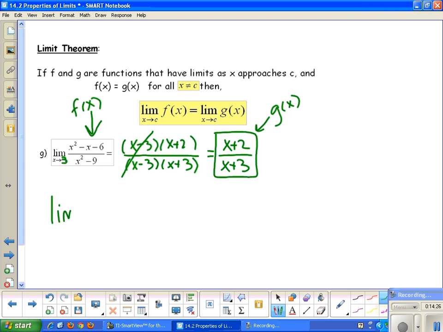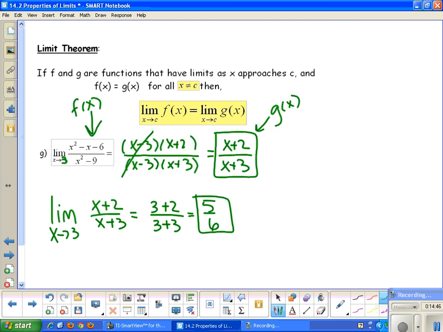So now I can do the limit as x approaches 3 for x plus 2 over x plus 3 by just plugging in 3 into my equation, because it's not going to make my denominator 0 anymore. So 3 plus 2 over 3 plus 3 gives me 5 over 6. So the limit as x approaches 3 for this problem would be 5 over 6.